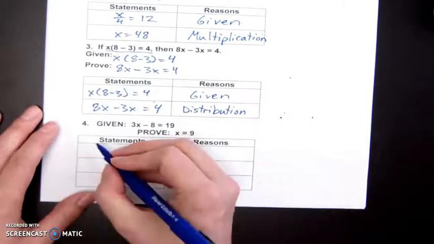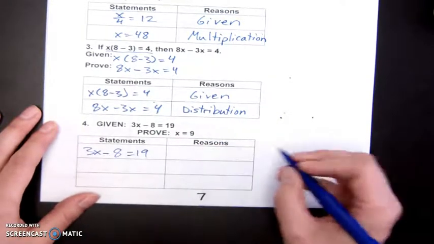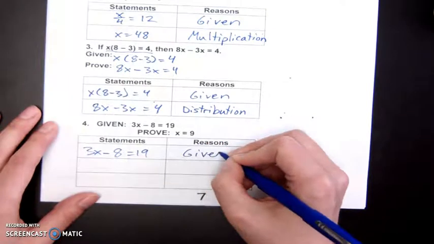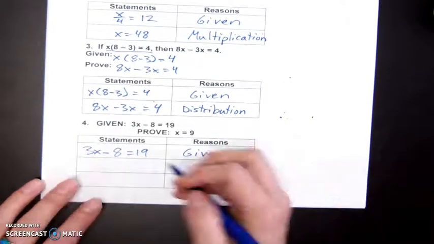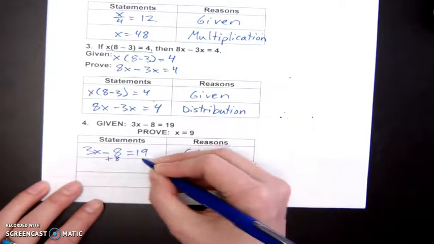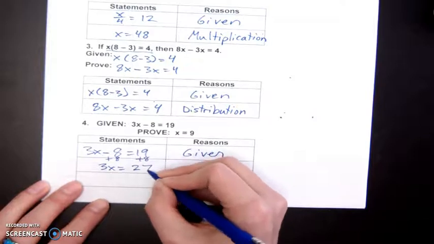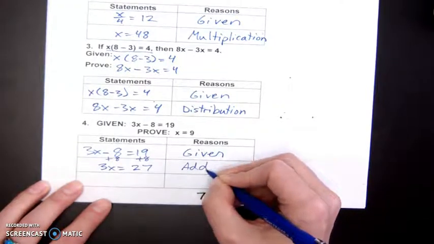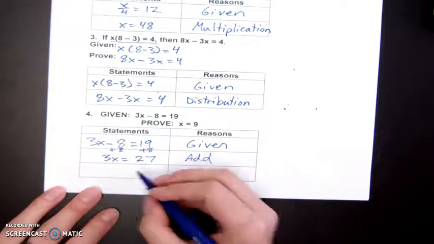Alright, and last one. So we have our given 3x minus 8 equals 19. What do you do next to solve this equation? Add 8 to both sides to get 3x equals 27. And last step, divide.